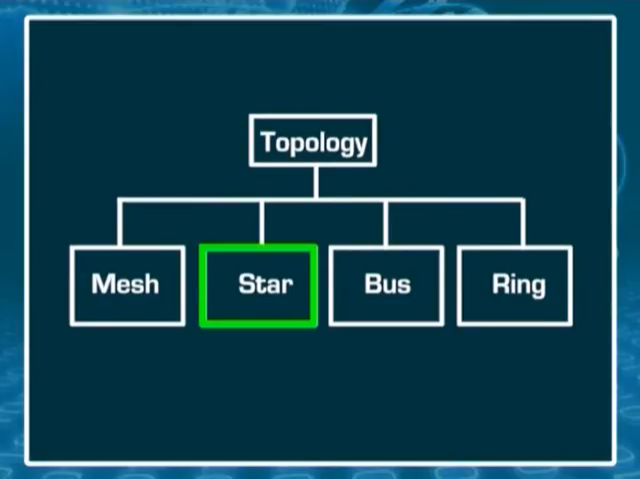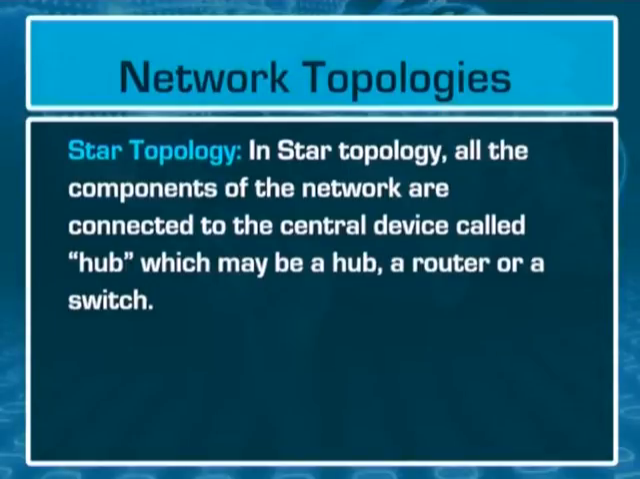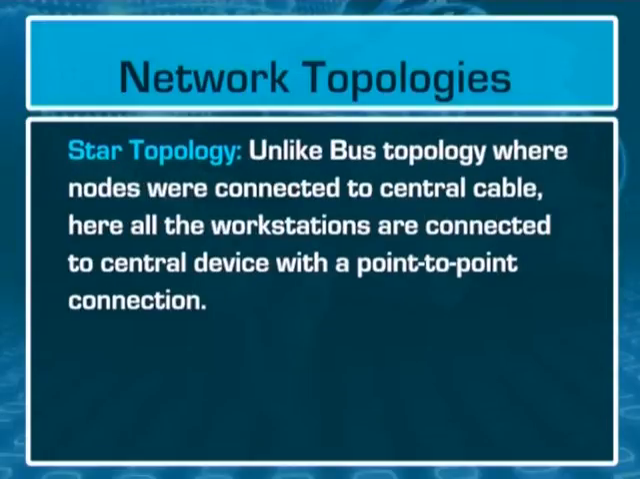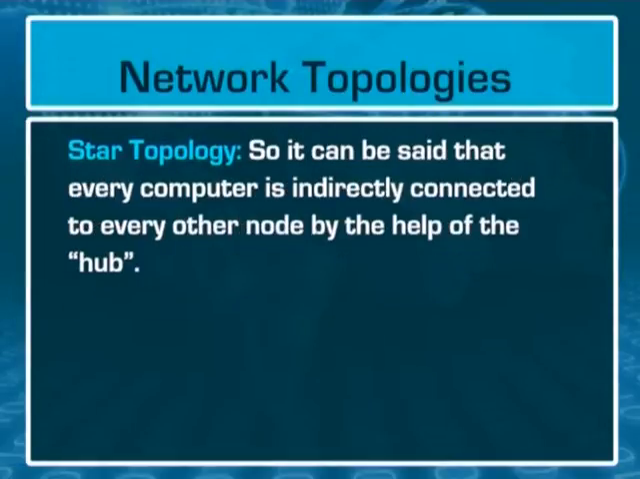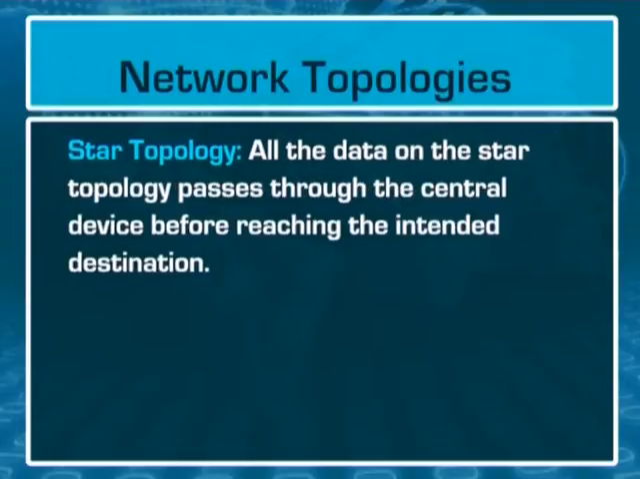Then comes star topology. In star topology, all the components of the network are connected to the central device called hub, which may be a hub, a router or a switch. Unlike bus topology, where nodes were connected to a central cable, here all the workstations are connected to the central device with a point-to-point connection. So, it can be said that every computer is indirectly connected to every other node by the help of the hub. All the data on the star topology passes through the central device before reaching the intended destination.